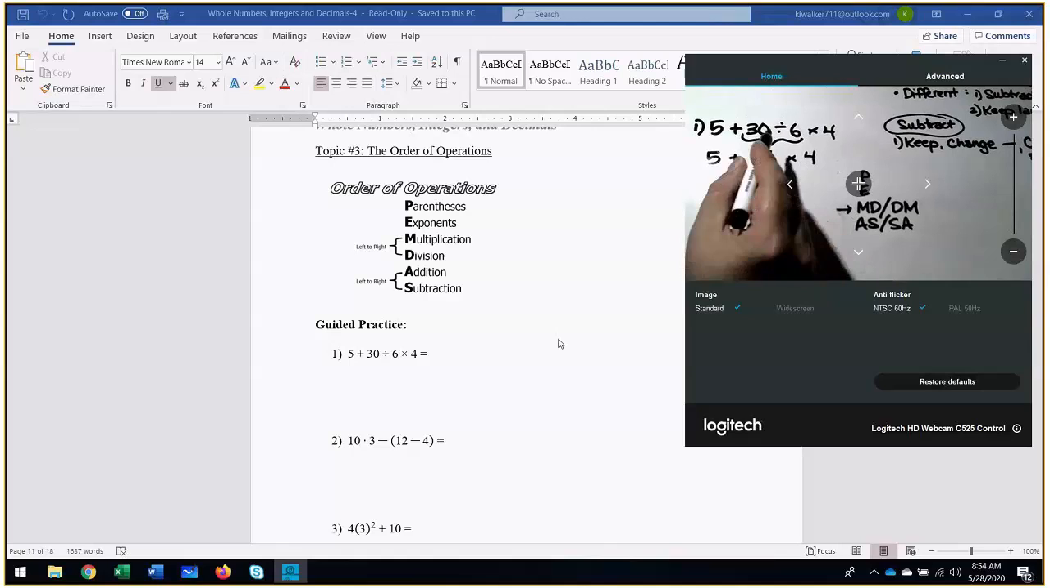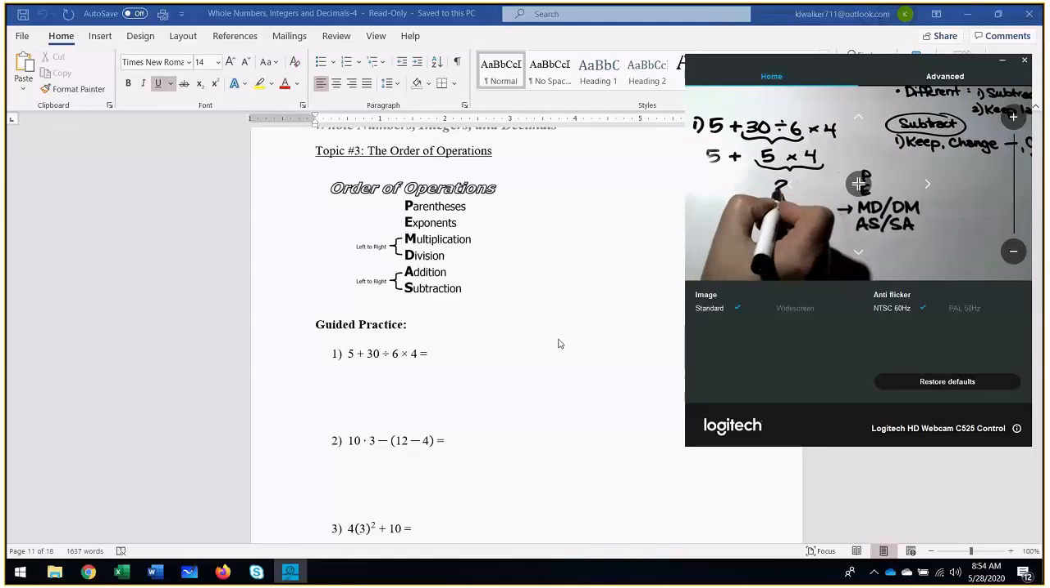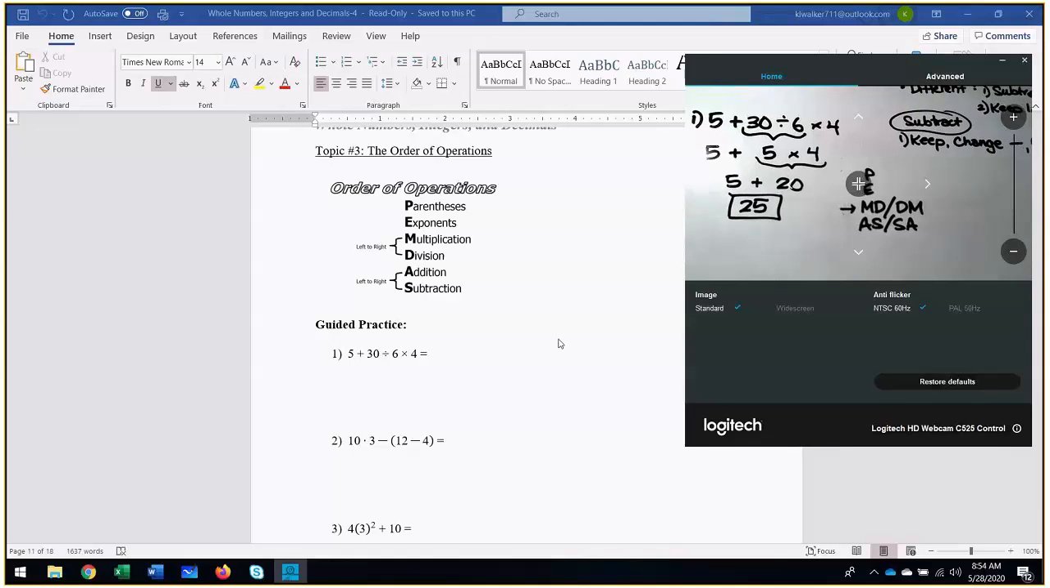I still need to finish the step right here that I'm on. So I'm going to multiply next and bring down. And then all that should be left at the end is adding and subtracting, which leaves the problem to be pretty easy when you get to that last part. So my final answer for this should be 25.